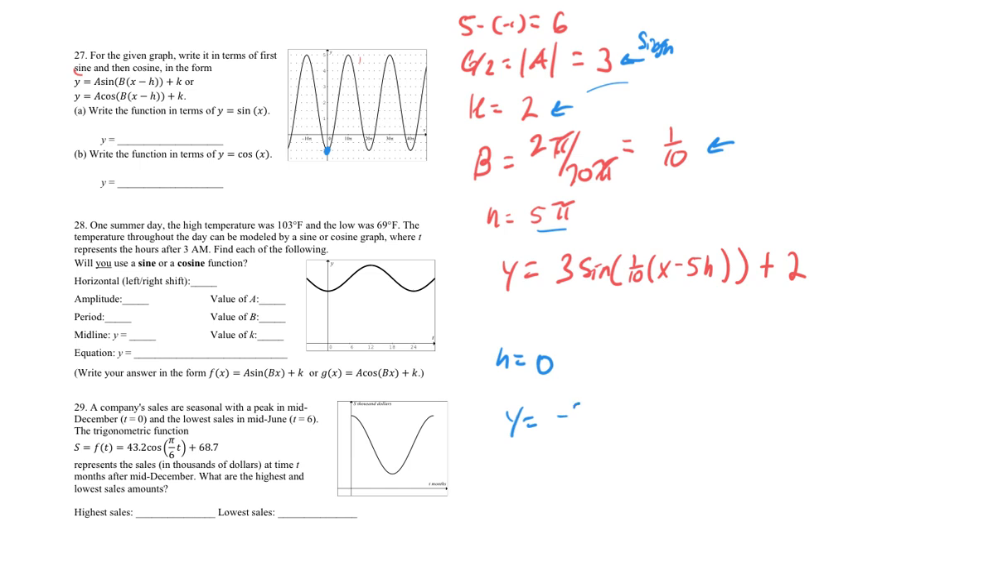So we should be able to say y equals -3 from our amplitude, cosine of 1/10, because the period hasn't changed, x minus 0, close that off, and our vertical shift hasn't changed. We can then simplify this just a little bit to clean it up.